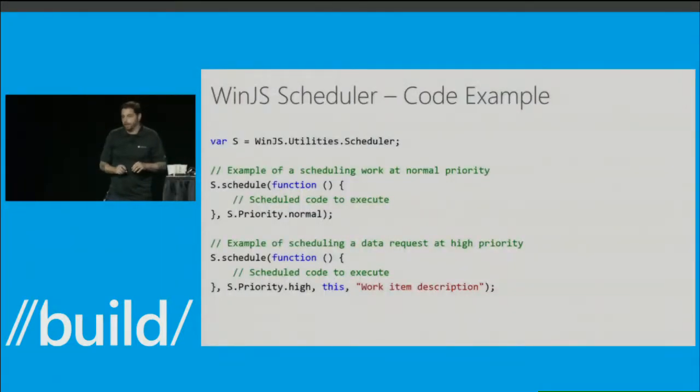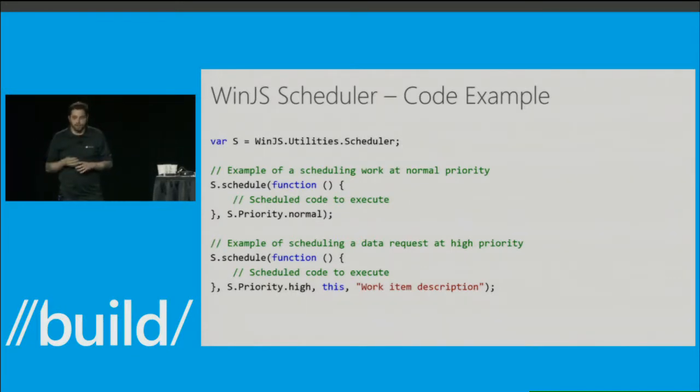So let's look at a kind of a trivial code example here. And if you're familiar with setImmediate, setTimeout, this is going to be really easy for you. Essentially, with the scheduler, it's just a function and a priority associated with it. In this first example, this is just scheduling some future work to execute at normal priority. But in the second example, we have some optional parameters that you can pass.